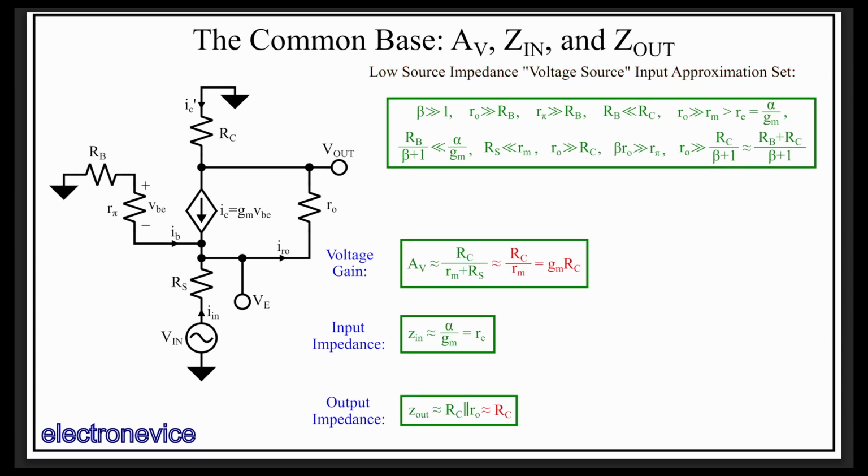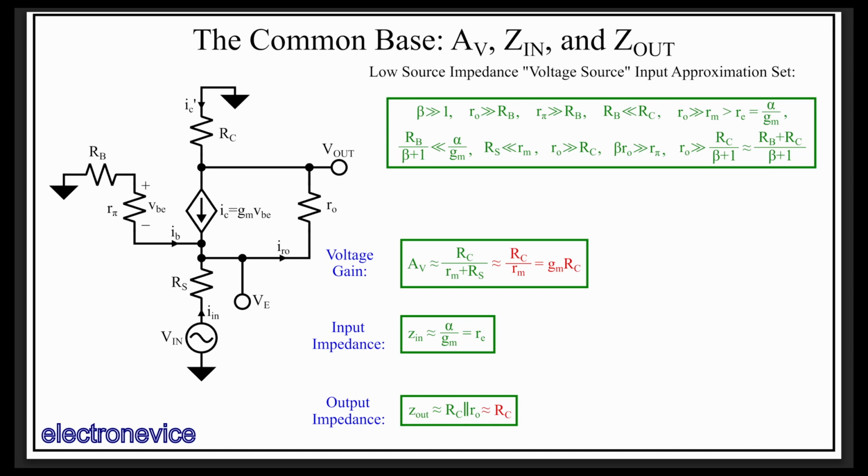We can slightly further approximate the gain to GMRC because we had to assume RS was much less than Rm to get the output impedance approximation. And the output impedance can be approximated to RC because we made the approximation that RC is much less than RO for both gain and input impedance. So the fully approximated gain, input impedance, and output impedance for this setup is just GMRC, RE, and RC, respectively.